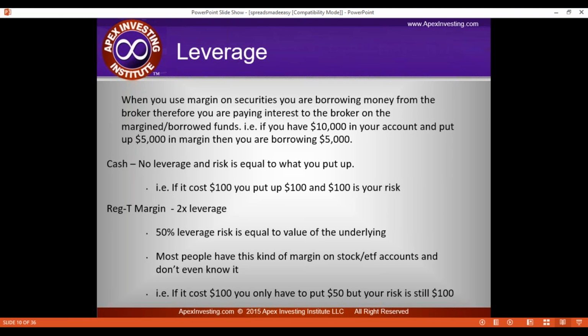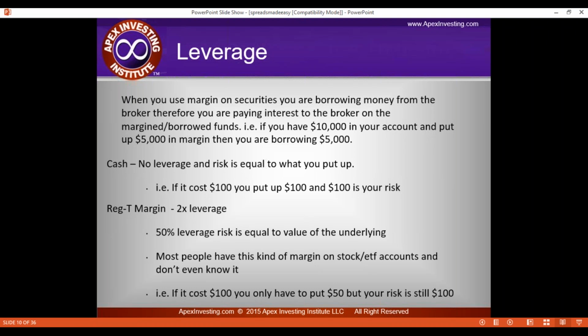What is leverage? Well, when you use margin on securities, you're borrowing money from the broker. Therefore, you could be paying interest to the broker on those borrowed funds. For example, you may have $10,000 in your trading account, and if you only have to put up $5,000 in margin, what is margin? Margin is the amount of money that is placed on hold from your account in order to enter into a trade. So if you have 10 grand in your account, for example, you may only have to put up $5,000 in margin to enter a trade. Therefore, you're borrowing the other $5,000.